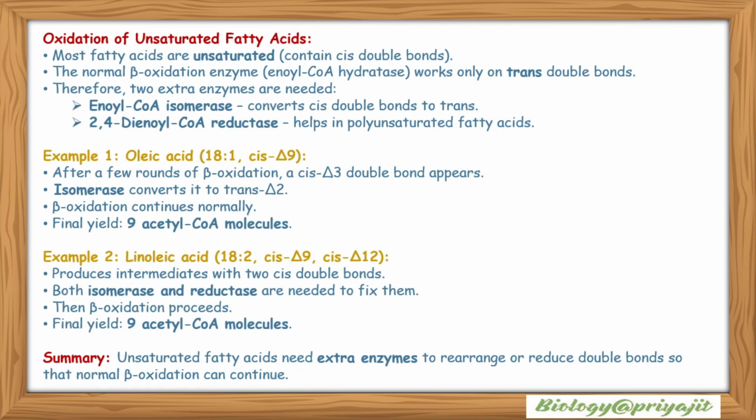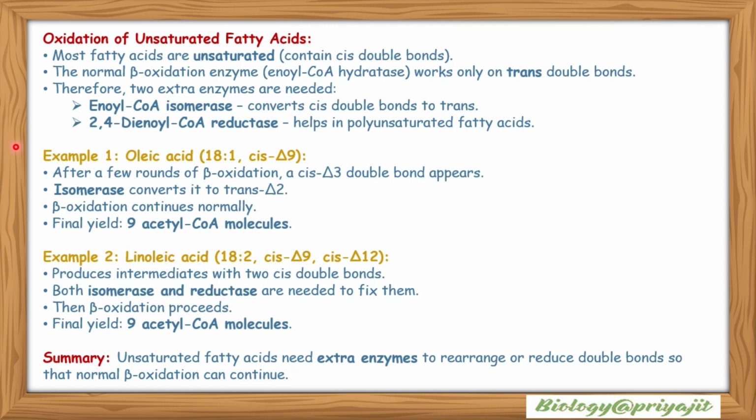Oxidation of unsaturated fatty acids. Most fatty acids are unsaturated, which contain cis double bonds. So the normal beta oxidation enzyme, that is enoyl-CoA hydratase, works only on trans double bonds. Therefore, 2 extra enzymes are needed: enoyl-CoA isomerase, which converts cis double bonds to trans, and then 2,4-dienoyl-CoA reductase helps in polyunsaturated fatty acids. So oleic acid will finally give 9 acetyl-CoA molecules. And the linoleic acid will also finally produce 9 acetyl-CoA molecules.